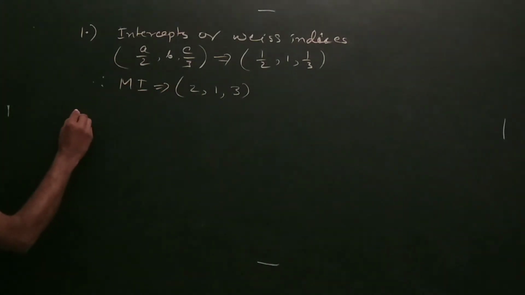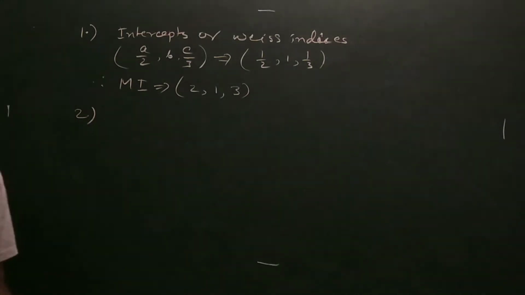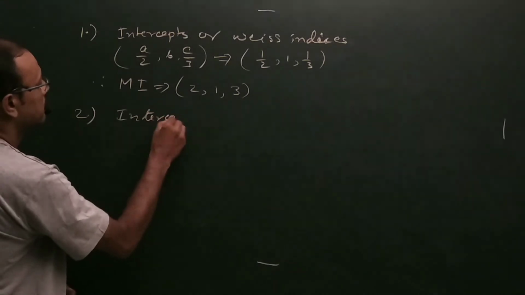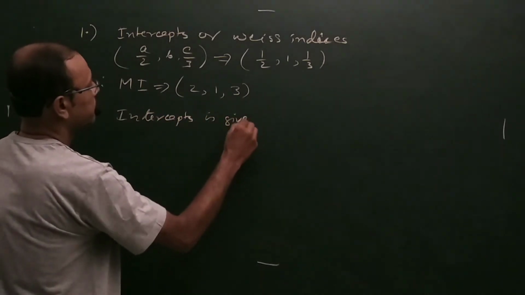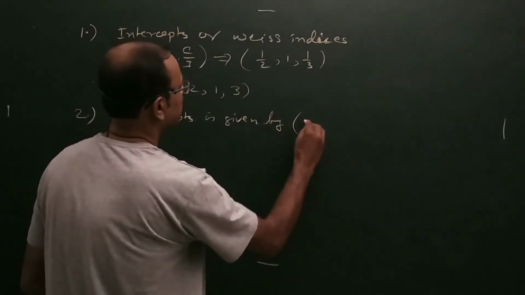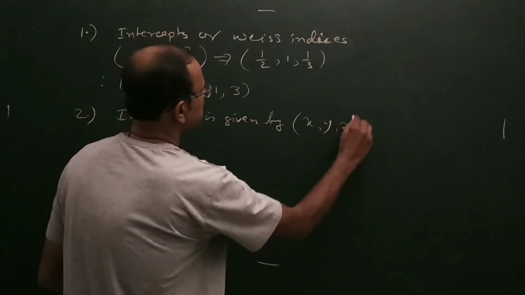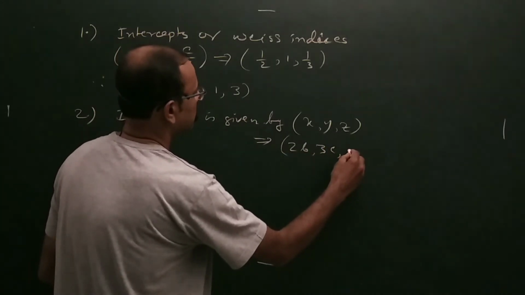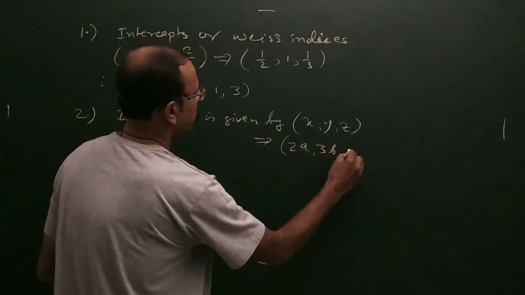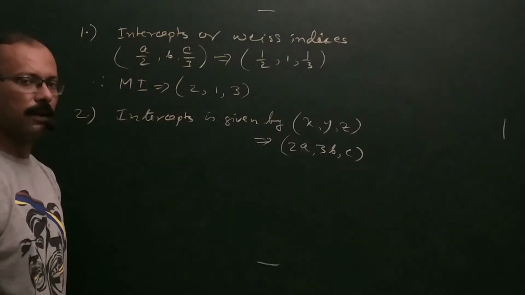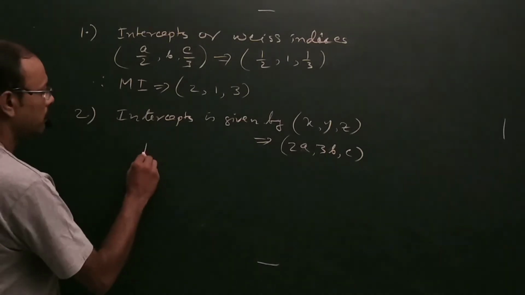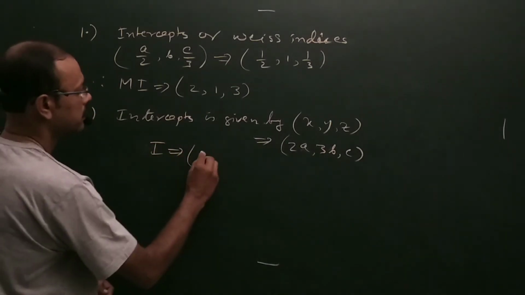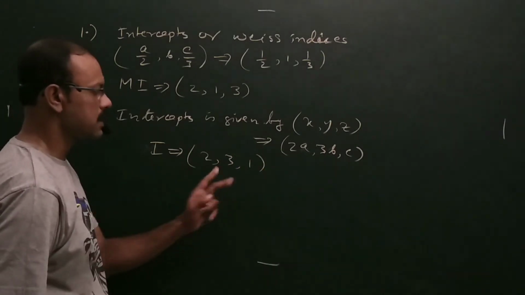The second case. Now you see, if the intercepts of a plane along x, y, z are given by 2a, 3b and c respectively, then what will be the Miller indices of this plane? Before finding out the Miller indices, we have to find out the integers. The integers, I am writing it as I. Integers are 2, 3 and 1 along x, y and z axis respectively.